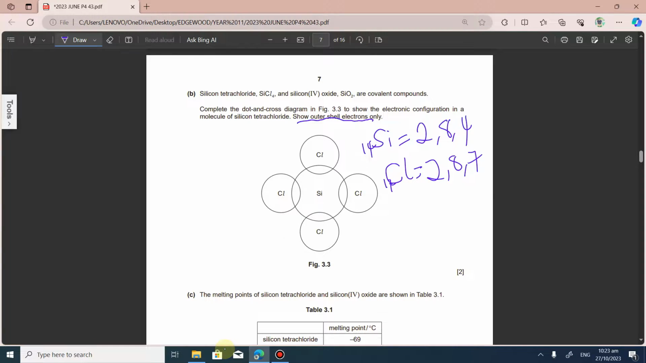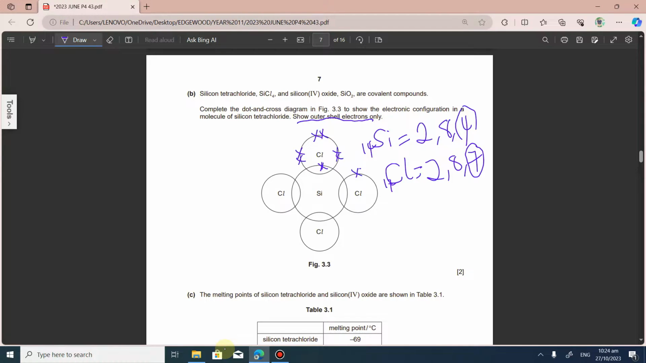All right, so we are going to draw only the outer shell electrons in this case. Remember that this configuration is gotten by using the atomic number. So let's draw that of chlorine first. 7 electrons on the outer shell. Let's use the cross for chlorine. So we have 1, 2, 3, 4, 5, 6 and 7. So this is the first chlorine.